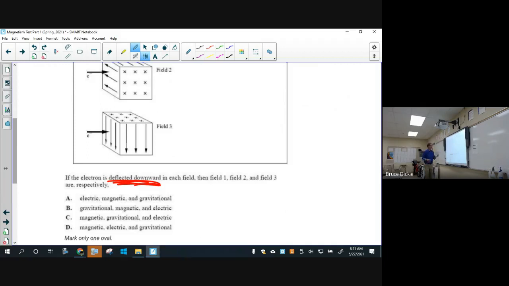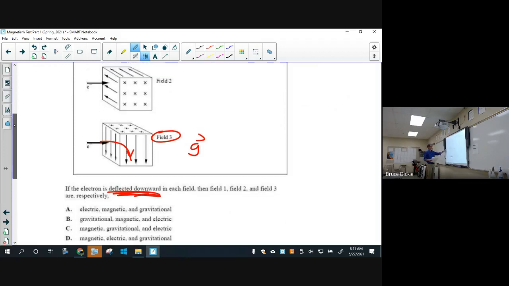So because the force of gravity is always the same direction as the gravitational field, gravity is the easiest one to deal with. That means field number 3 has got to be the gravitational field, right? This particle is deflected downward in a downward field, so it must be gravity. It's the only field where a negative particle is deflected in the direction of the field.